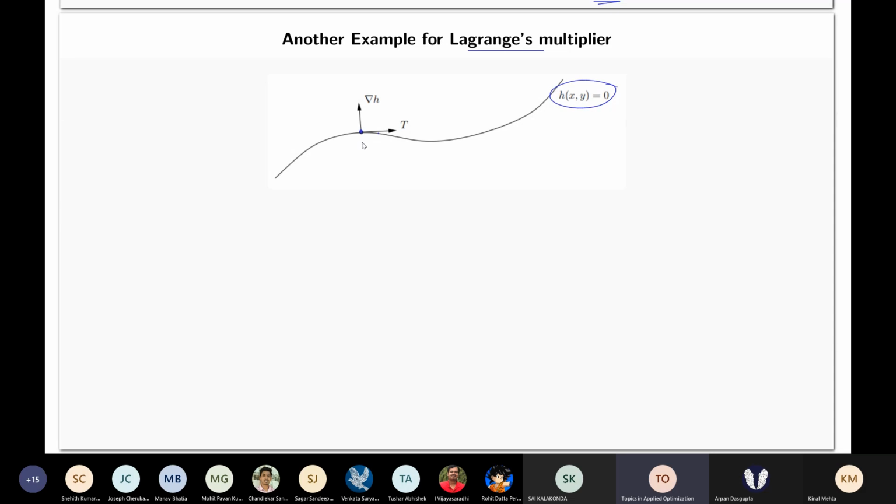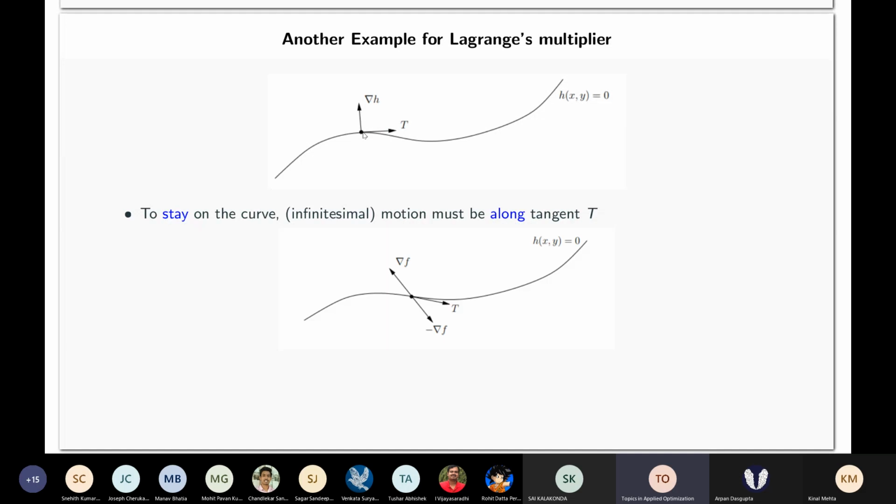These are just the calculus part. So to stay on the curve, the motion must be along the instantaneous tangent. Of course, I will not move so far that I move here and then I'm out. That's not the case. It's just saying instantaneously along the tangent. That's fine. And now we also bring the gradient of our objective function into the picture.